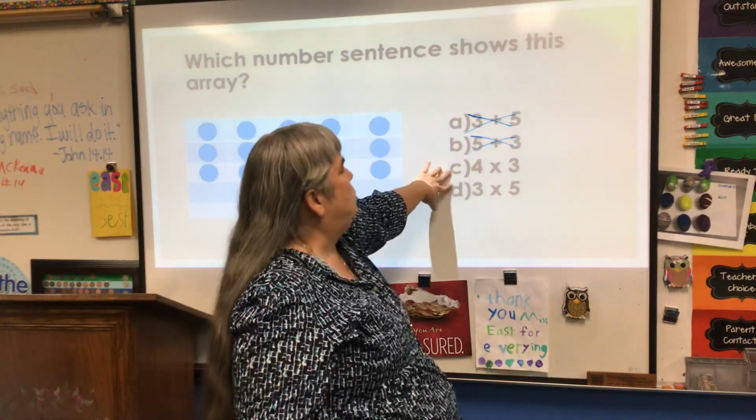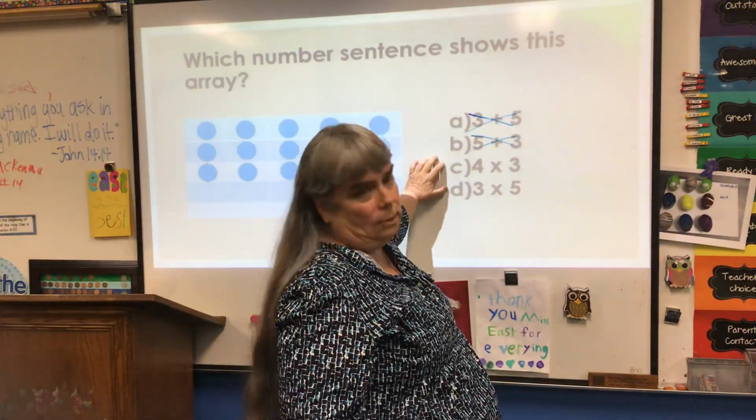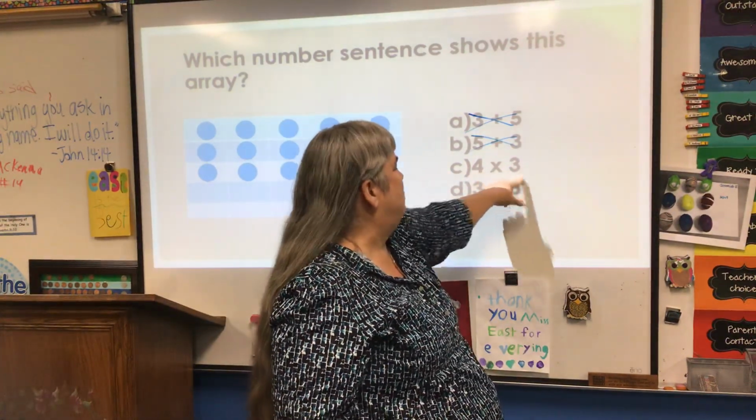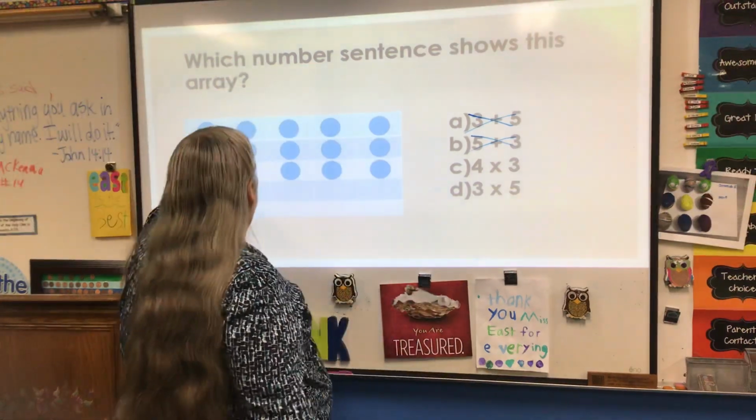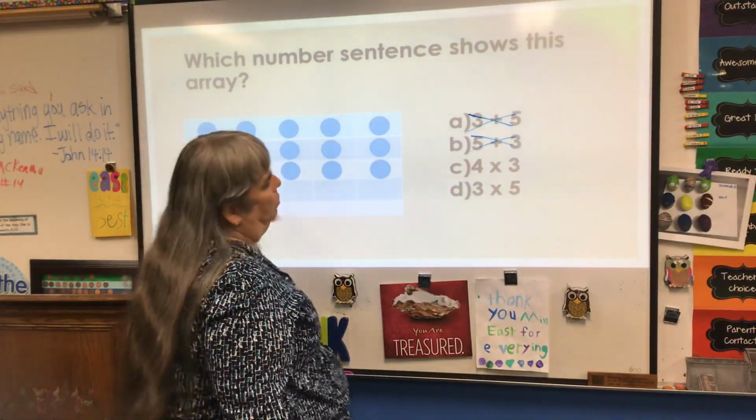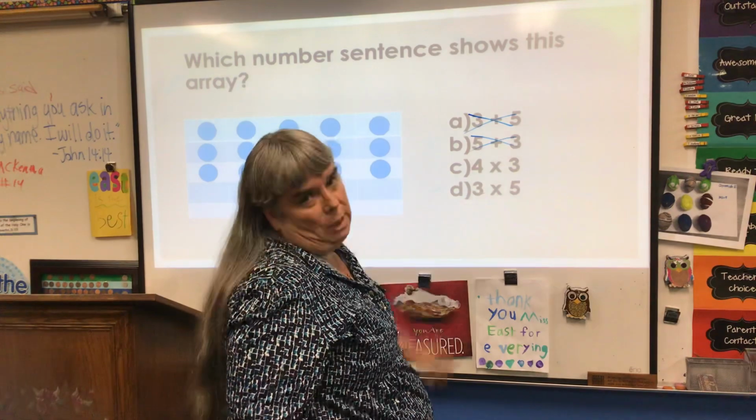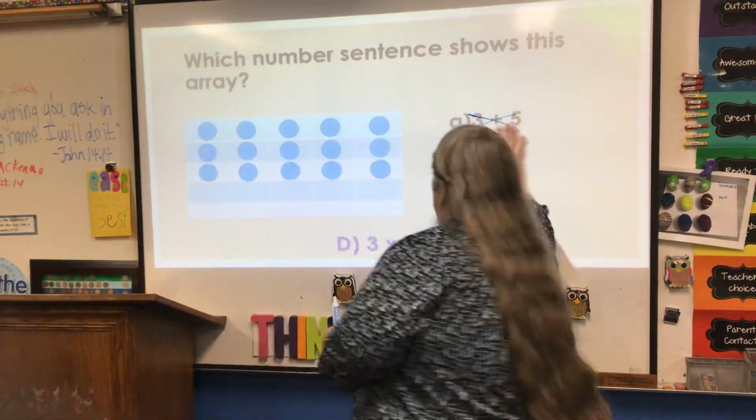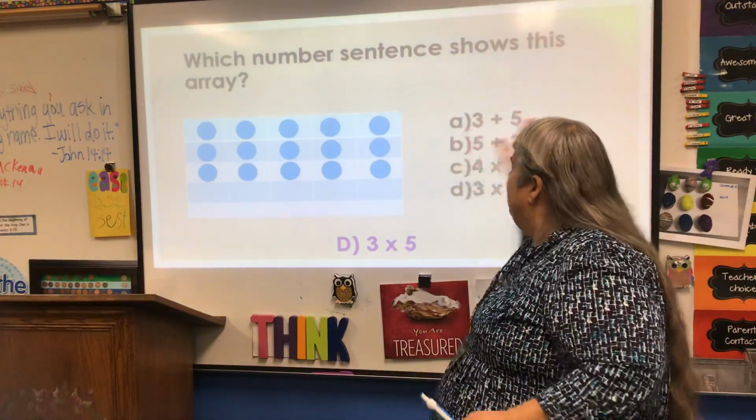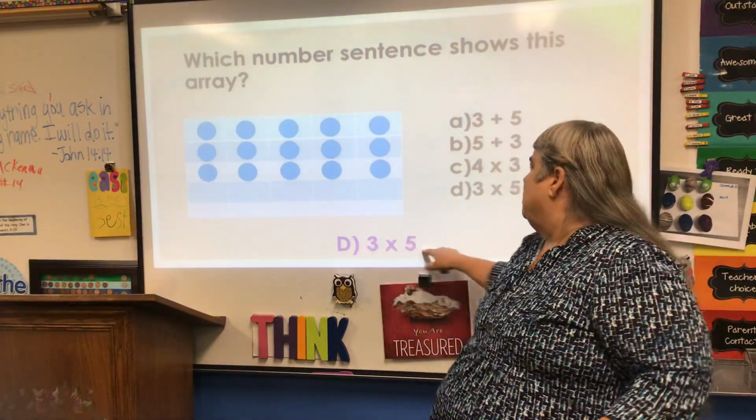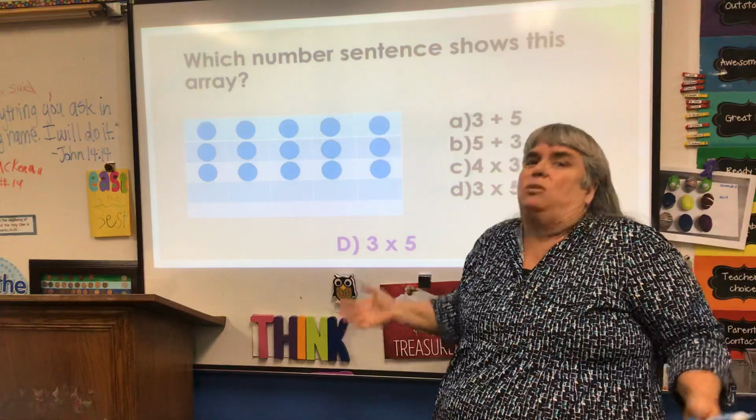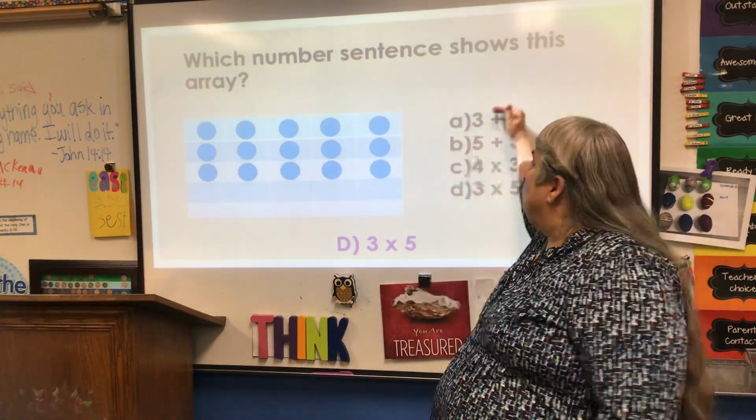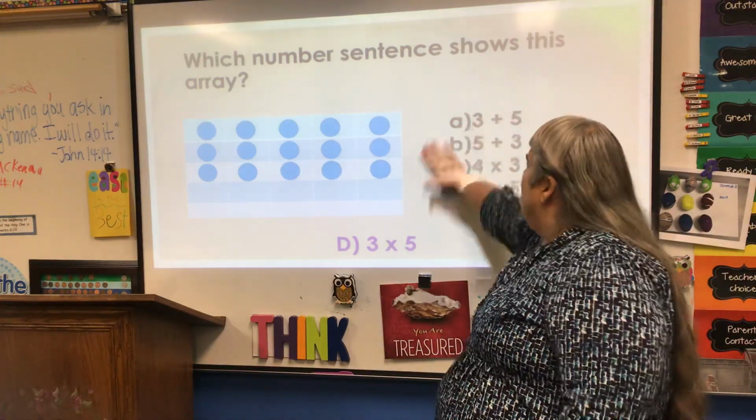So now I'm down to 2 multiplication answers. One is 4 times 3. Well, that doesn't make sense because there's not 4 equal groups. So it's really 3 equal groups times 5. So the answer is right there in the middle at the bottom. D, 3 times 5. And they don't even ask you what the product is. They just want to know what is the number sentence. Okay?